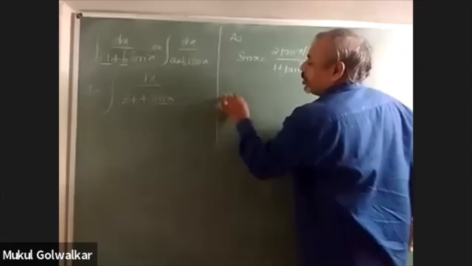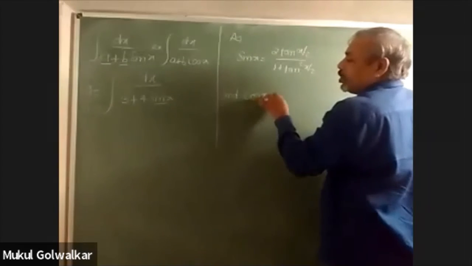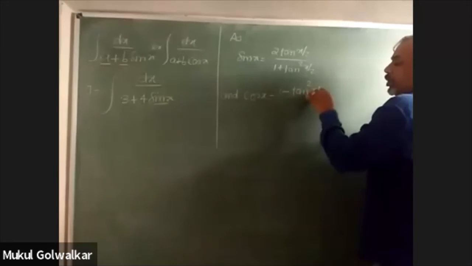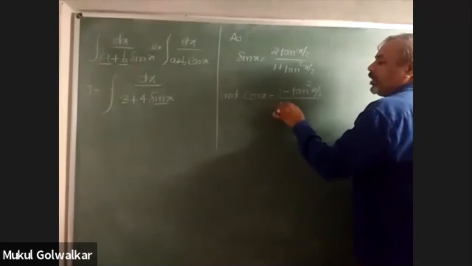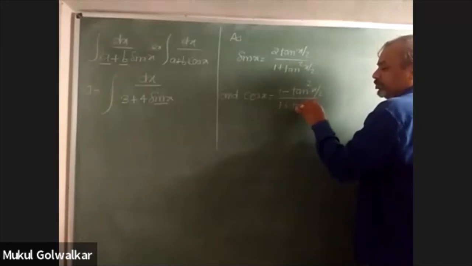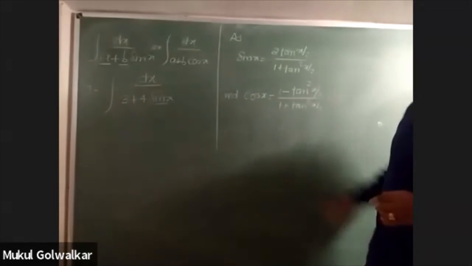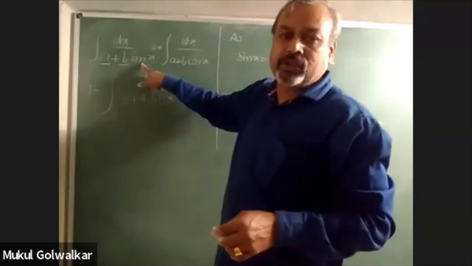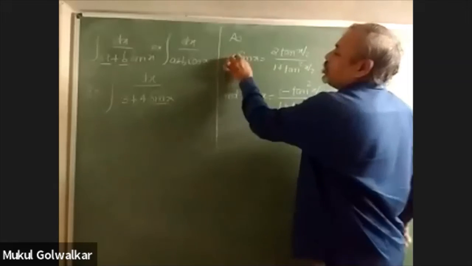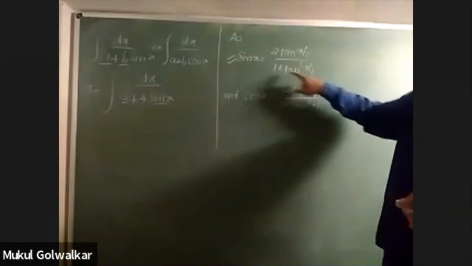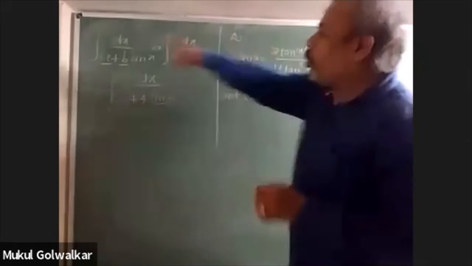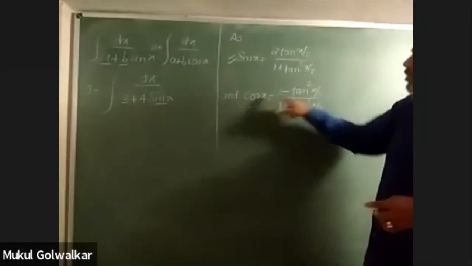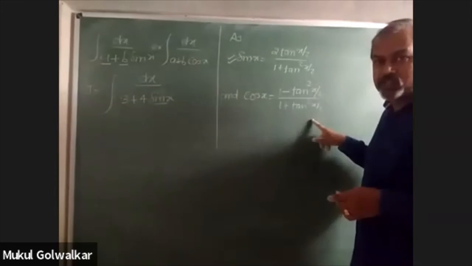Half angle. And if we write cos x in the form of half angles, we can write cos x as 1 minus tan square x by 2 divided by 1 plus tan square x by 2. Now I will suggest that if the original function contains only sin x, then we shall write sin x as 2 tan x by 2 upon 1 plus tan square x by 2. If the original function contains only cos x, then we shall write cos x equal to 1 minus tan square x by 2 upon 1 plus tan square x by 2.